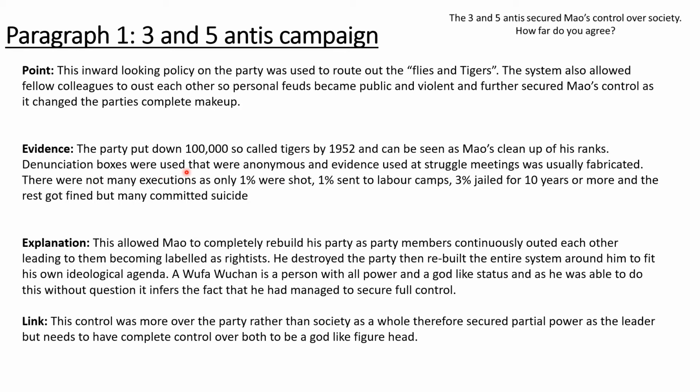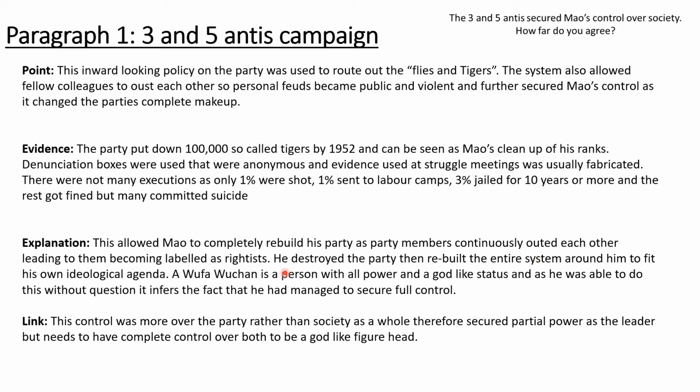Denunciation boxes were used, linking back to this evidence still, and these were anonymous, and evidence used at struggle meetings was often fabricated, so obviously many more were ousted because of this, just from personal feuds. Linking to the explanation now, this allowed Mao to completely rebuild his party as party members continuously outed each other, leading to them being labelled as rightists. He destroyed the party and then rebuilt the entire system.